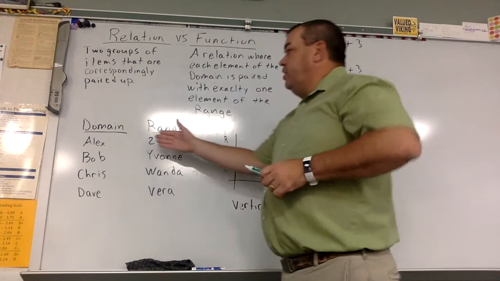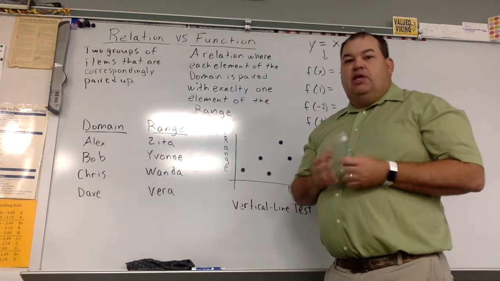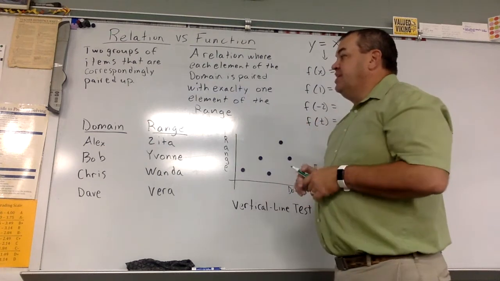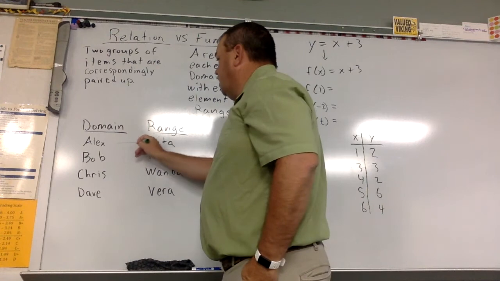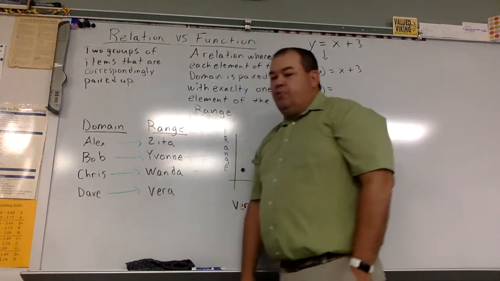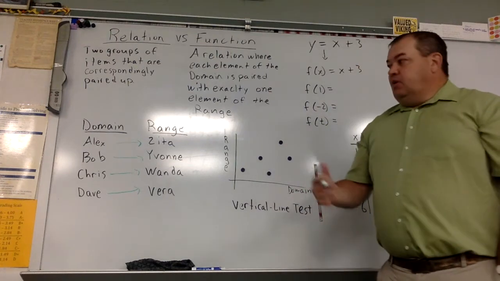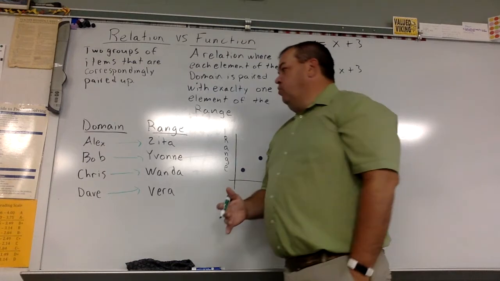So I have a domain here listed with boys' names and a range here listed with girls' names. And if I have a relation, these things are paired up some way. So I'm going to indicate that with an arrow. As long as they are paired up, it's fine. Now, the neat thing about relations is they can be paired any way they want.